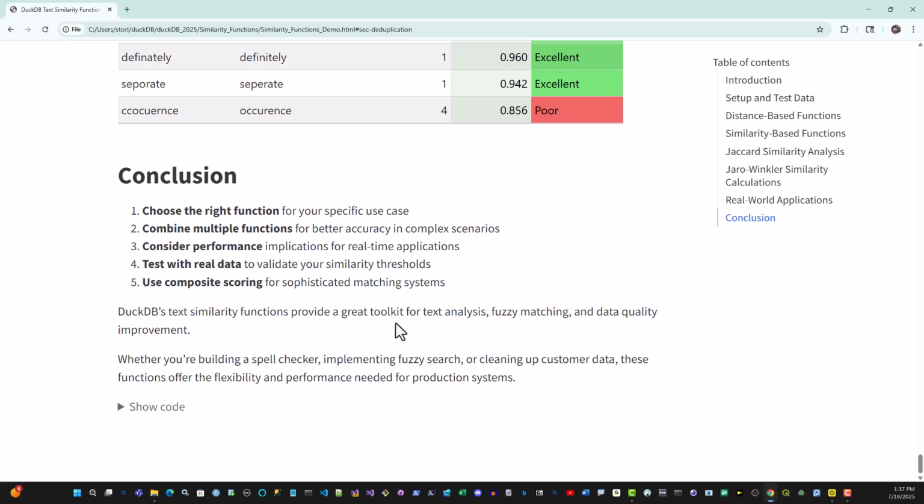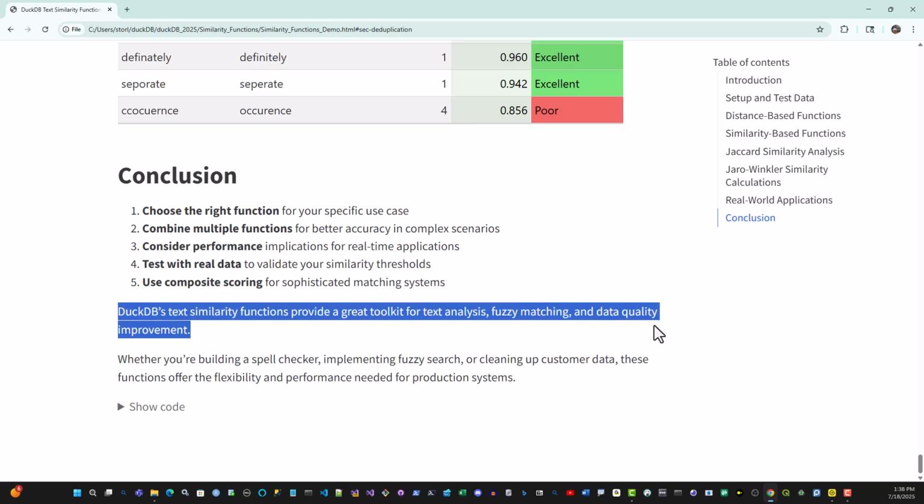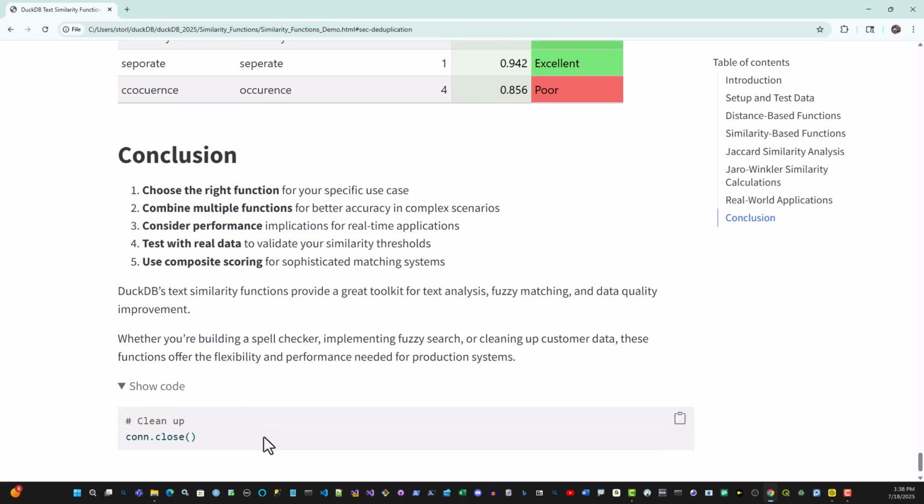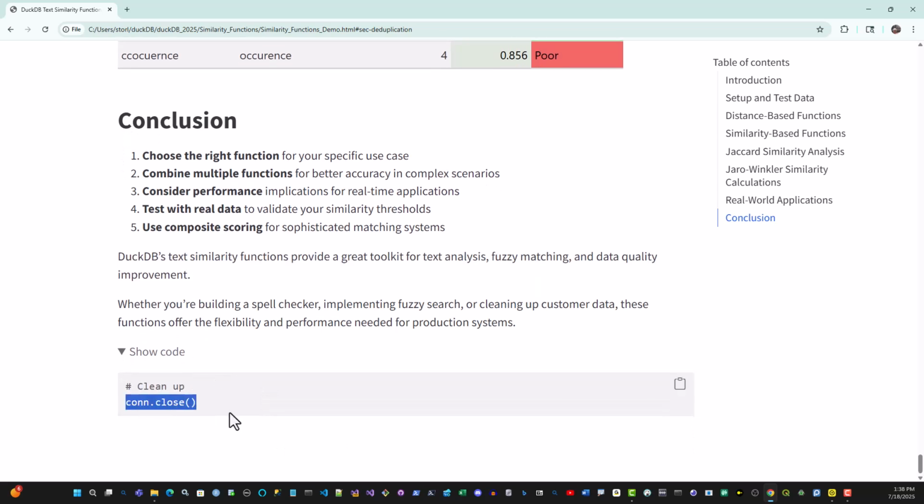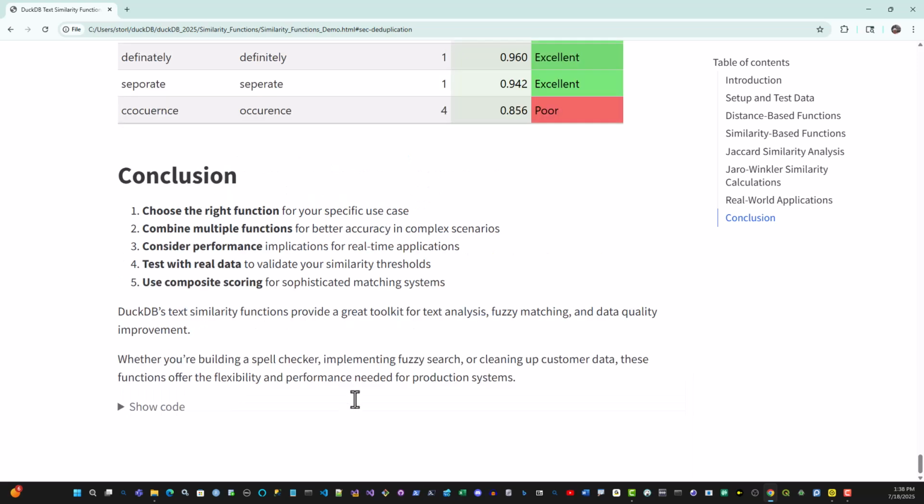To wrap this up then, you want to make sure you choose the right functions. You want to maybe combine several functions and make sure performance is considered, depending on how much data you're going to be scanning or trying to run this over. DuckDB has an offering of these functions that helps you in doing this type of analysis, so make sure you check that out. And finally, what I'm doing in my code here is simply cleaning up and closing my connection to that memory database.